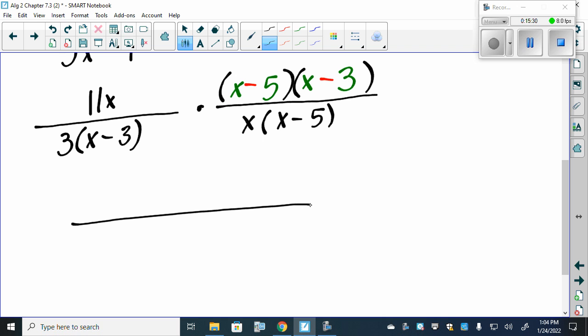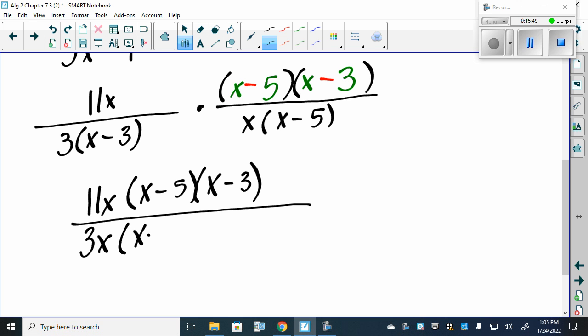So now that we have these factored down, we can multiply them together. And again, whenever we have greatest common factors or terms by themselves, like 11x, we would want to move them to the front. Times x minus 5 times x minus 3 over 3x times x minus 3 and minus 5.